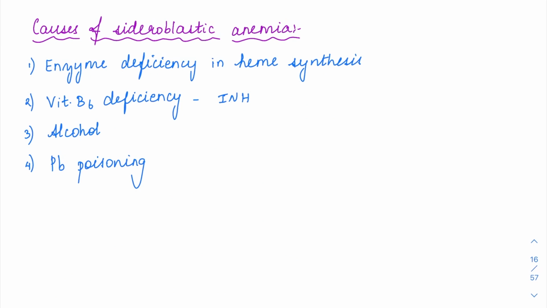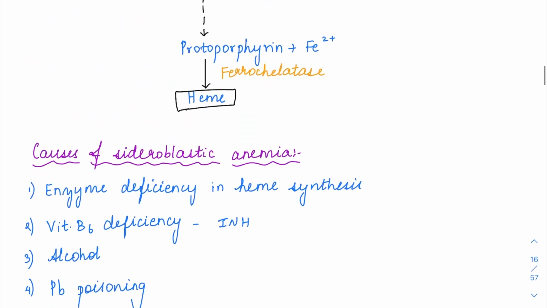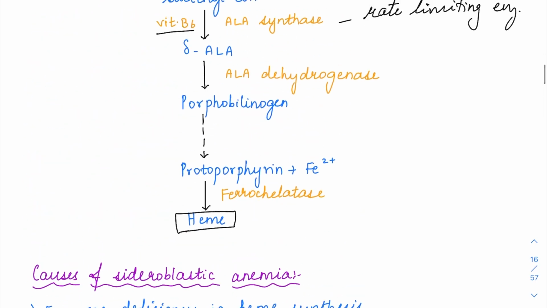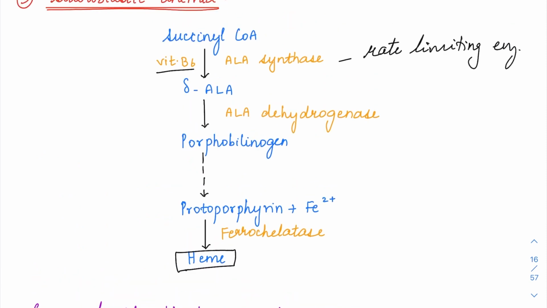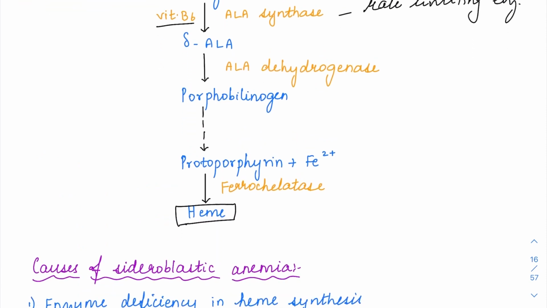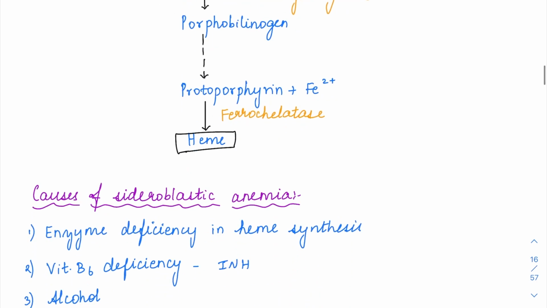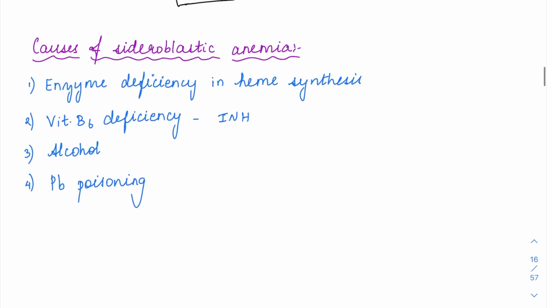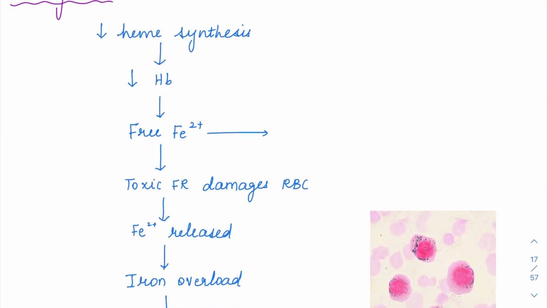Isoniazid, which is an ATT drug, when you give that, it leads to deficiency of vitamin B6. Then alcohol and lead poisoning directly inhibit the enzymes, especially the ferrochelatase enzyme and ALA synthase enzyme, which are inhibited by the lead. So lead poisoning is an example of sideroblastic anemia, and both are examples of microcytic hypochromic anemia. Whatever be the cause, there is going to be a decrease in heme synthesis.